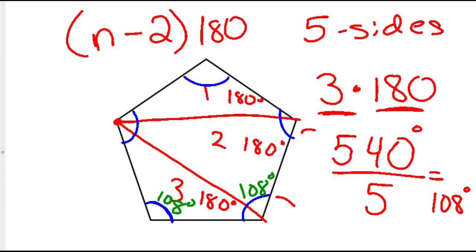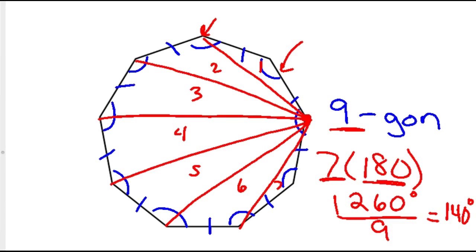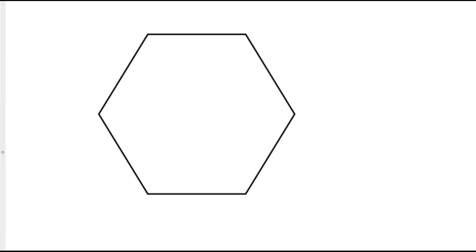Okay? So try this on another shape. See if you can find the sum of the interiors. So here we go. This is a hexagon, I do believe. Yeah, there's a hexagon. So see if you can find it. What is the sum of the interiors, and what would each angle be? I'm going to go ahead and stop the video and do it.